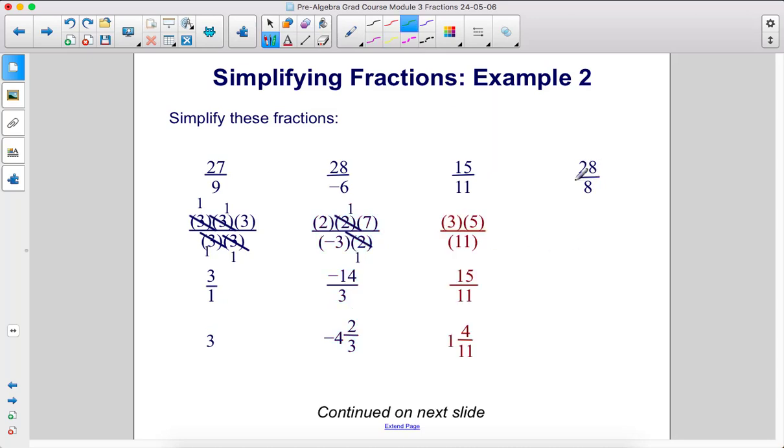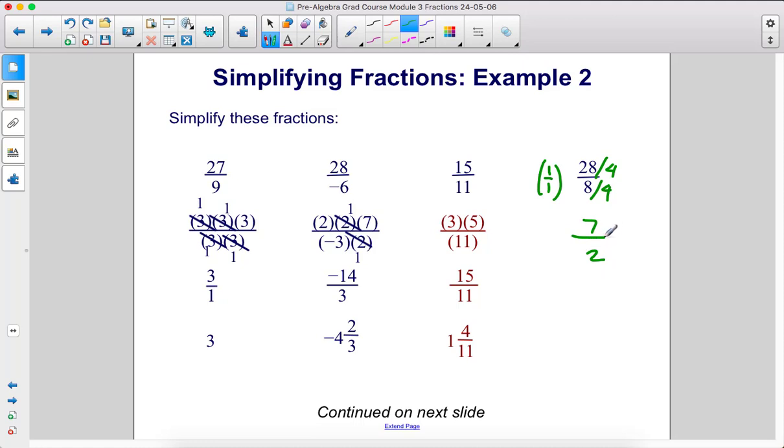Here we have 28 over 8. Now I know both of these numbers are divisible by 4. So if you divide the top and the bottom by 4, remember we can multiply both the top and the bottom by the same number, right? As long as it's equal to 1. You can also divide both the top and bottom by the same number. So 28 divided by 4 is 7. 8 divided by 4 is 2. 7 over 2 is the answer.